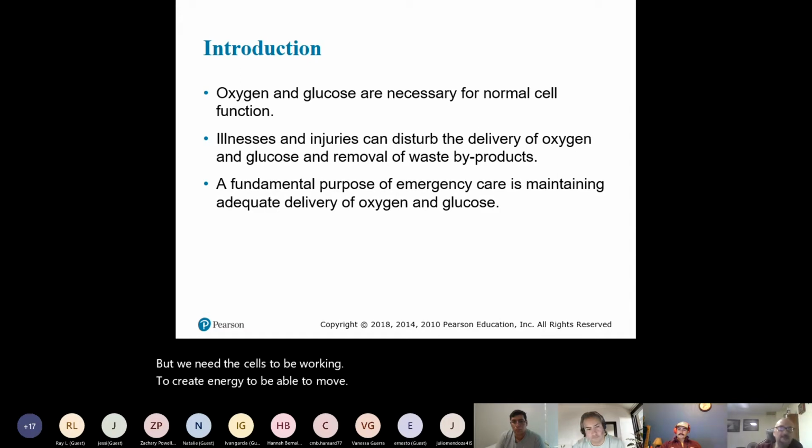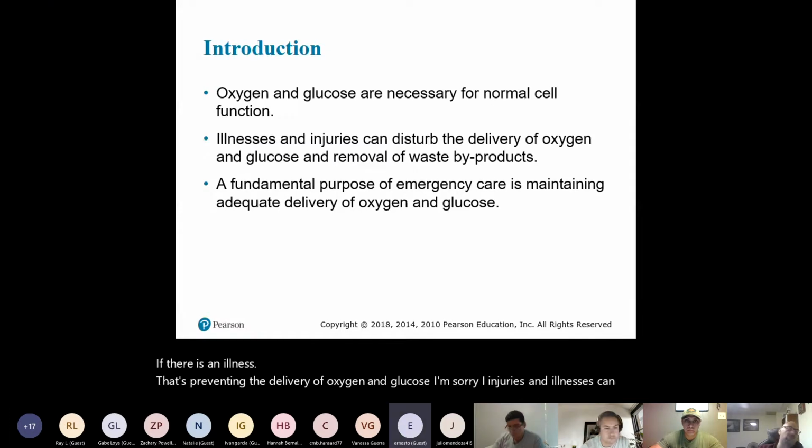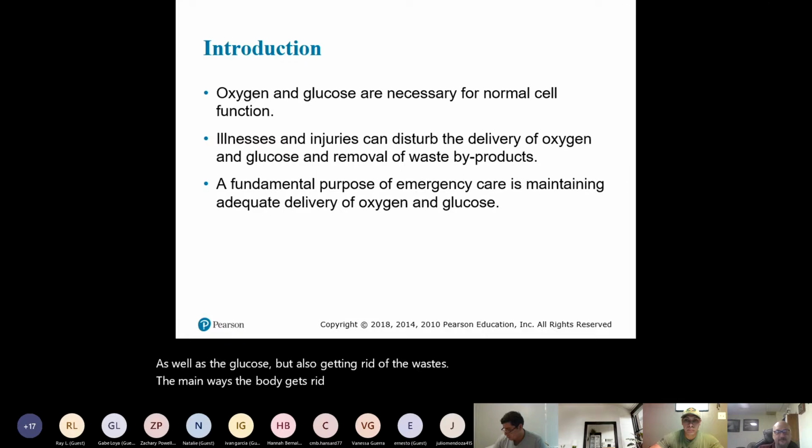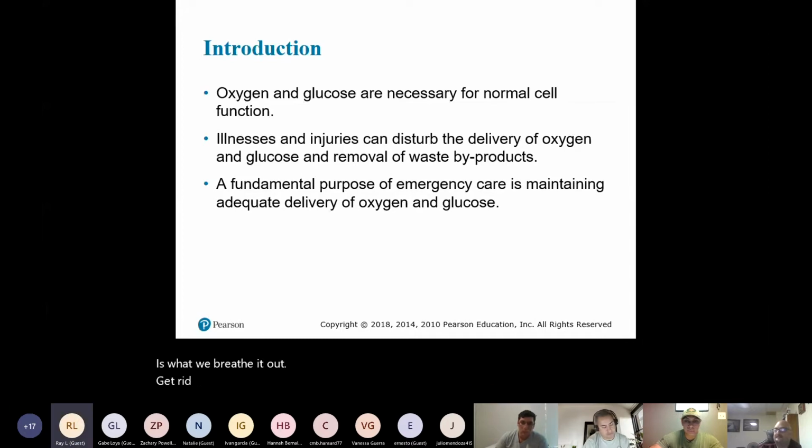Now, injuries and illnesses can prevent the delivery of oxygen and glucose, and also prevent getting rid of the wastes. The main waste the body gets rid of, I'll introduce it, is what? We breathe it out. Carbon dioxide. Get rid of the carbon dioxide. So guess what we get to do as EMTs?